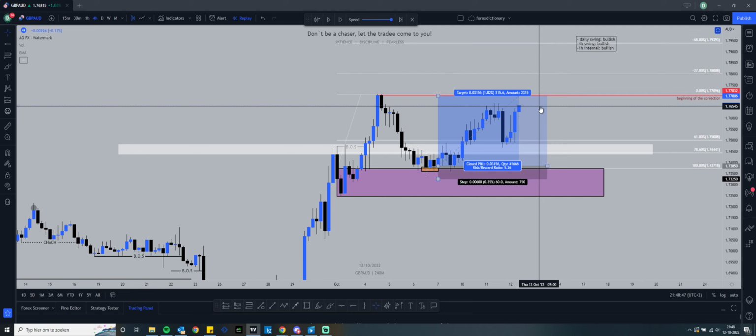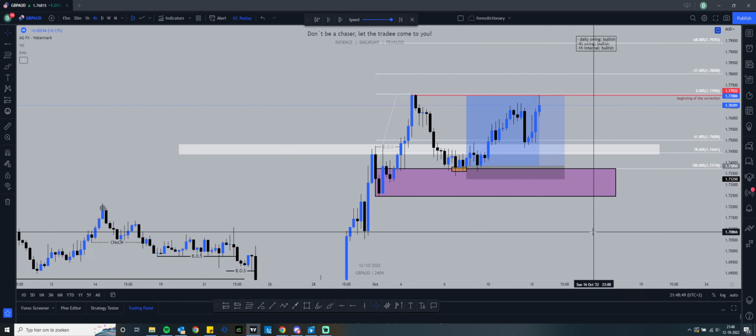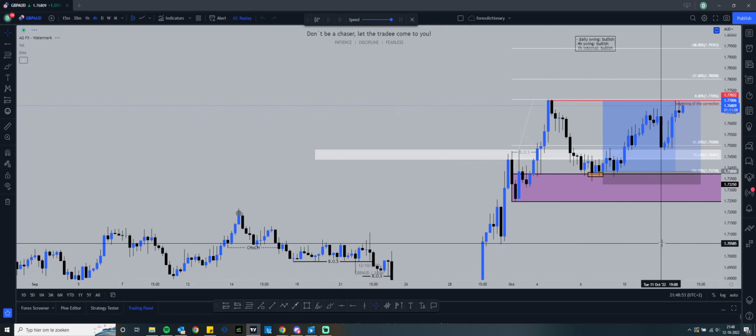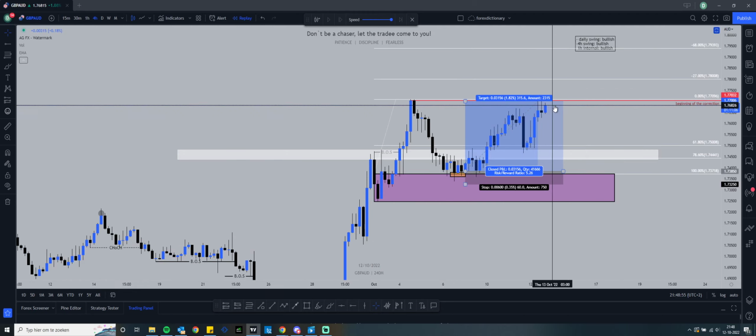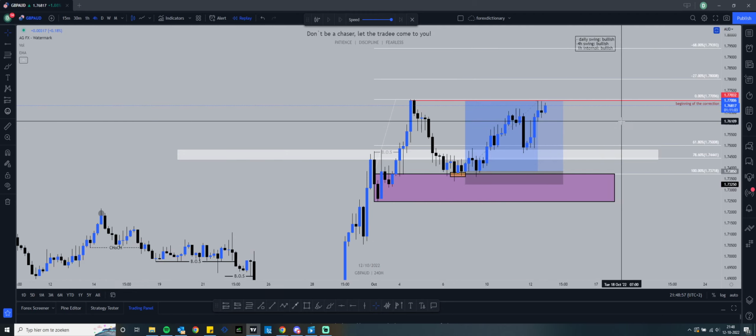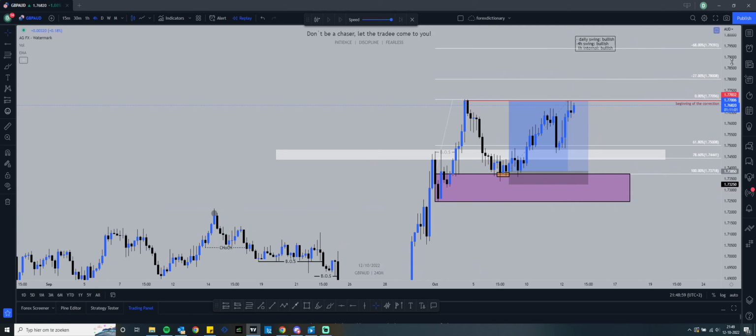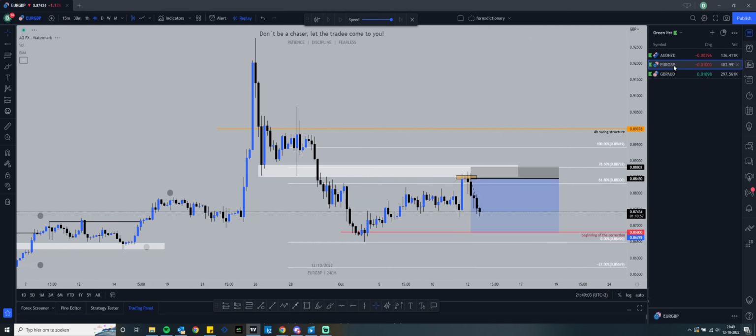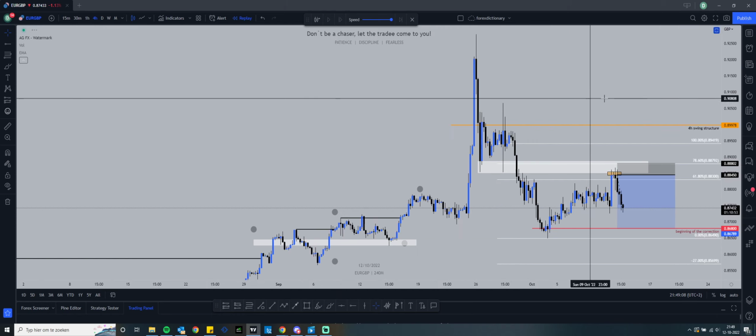So this is an example of deceleration. Currently still hovering around here, so maybe it will go a little bit higher. Who knows? Let's see. EG, I think this is also a nice example.